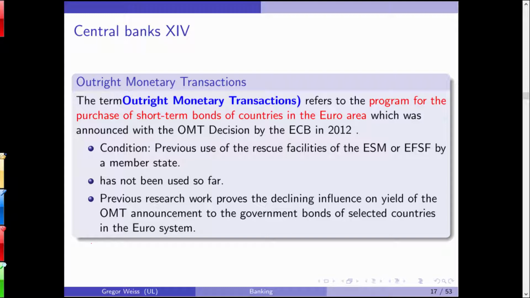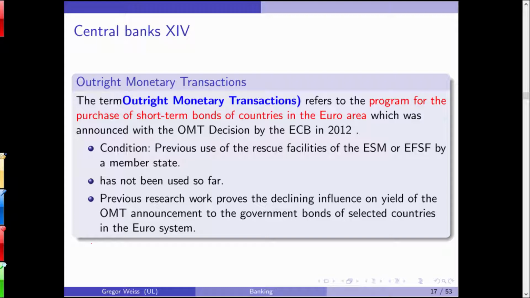Any idea? Famous quote of Mario Draghi. Yeah? Whatever it takes. The European Central Bank will do whatever it takes to guarantee the safety and stability of the euro system. And what it does mean is that the European Central Bank decided that it will start a program for the purchase of short-term bonds of current countries in the euro area.